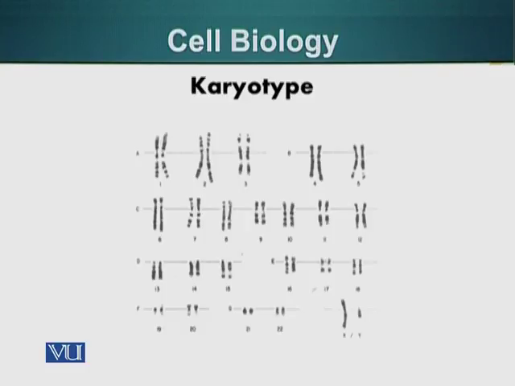Here on the screen you can see the karyotype of a male person. Karyotype is basically the arrangement of stained chromosomes in descending order by size. Here you can see that there are 2 chromosome 1s, 2 chromosome 2s, 2 chromosome 3s, and so on and so forth. One chromosome 1 came from the father, the other came from the mother.